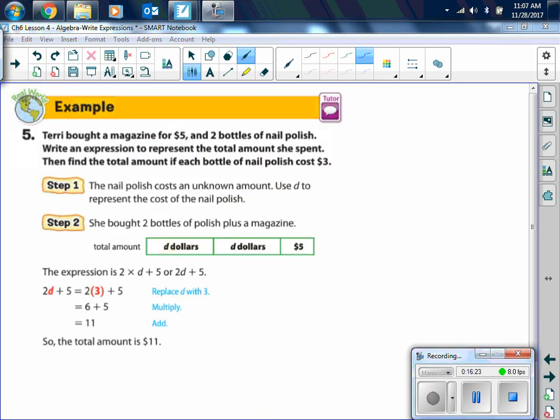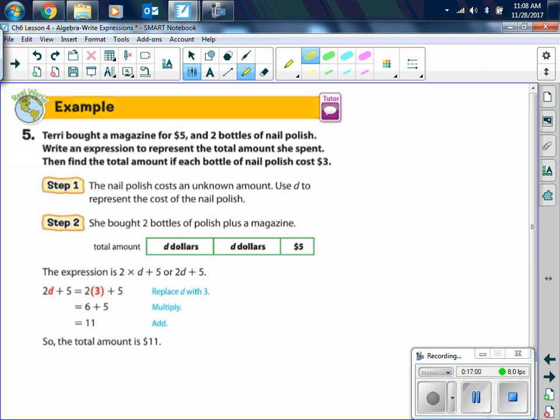So for example 5, it says Terry bought a magazine for $5 and 2 bottles of nail polish. We want to write an expression to represent the total amount that she spent. Then we want to find the total amount if each bottle of nail polish costs $3. So in this example, we are writing the expression. And then we're going to substitute and simplify. Then we're going to evaluate for a given dollar amount. Okay? So here, what is it that we don't know?